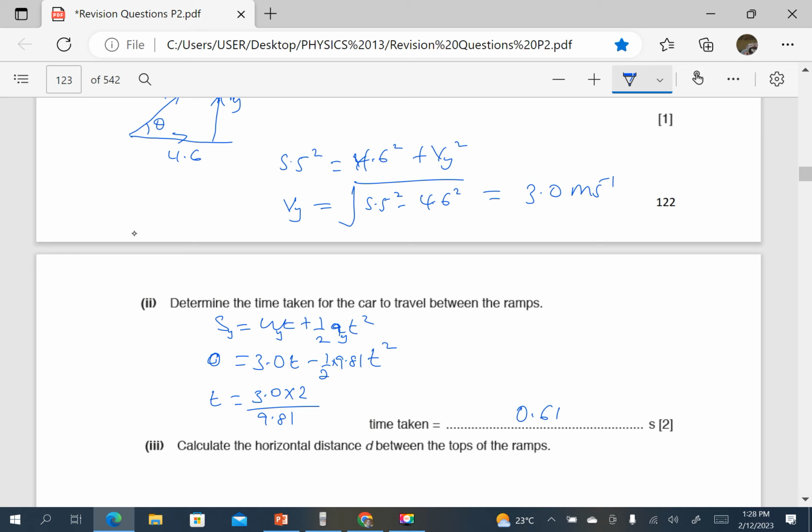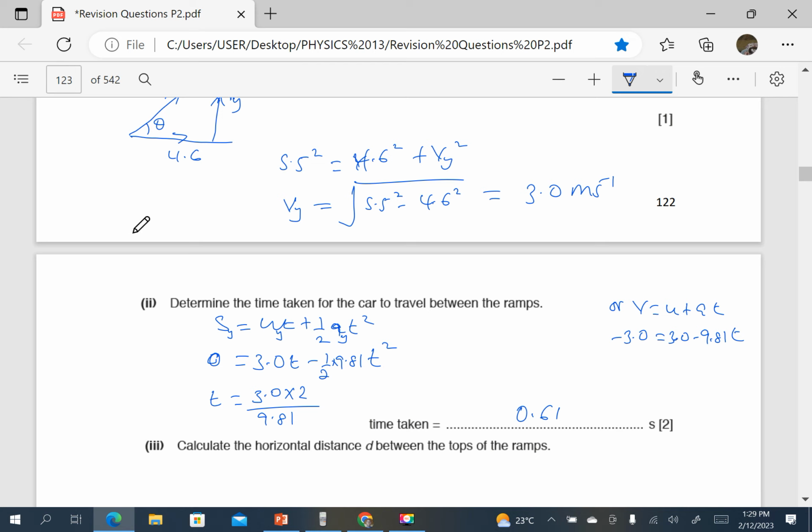Alternatively, we can use v = u + at. You can use the maximum height and multiply that time by 2. Or you know that the final velocity at the other ramp is going to be negative 3.0 in the vertical, but the initial velocity was 3.0 going upwards. Then this will be minus the acceleration, 9.81, times t.